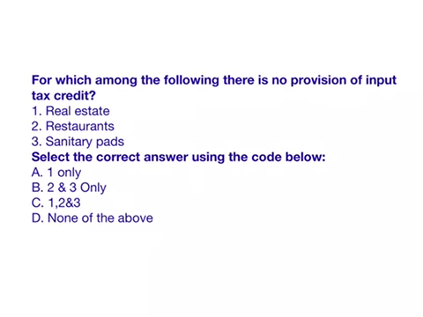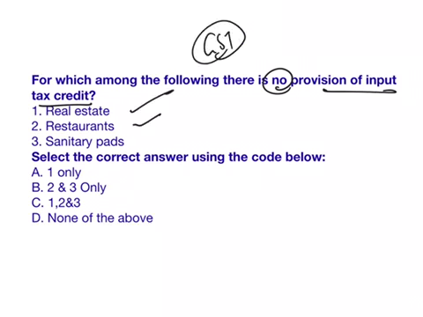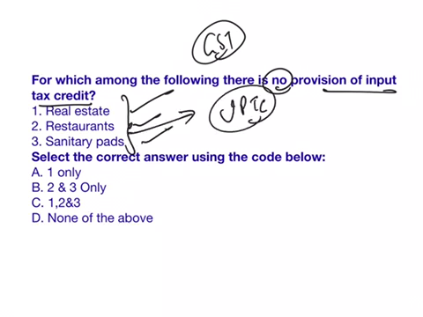Before starting our today's session, first let us see answers for the questions from our previous video. For which among the following there is no provision of input tax credit? The GST Council has removed real estate, restaurants and sanitary pad industry from this input tax credit system. So all the three here are correct. The answer here is C, 1, 2 and 3.